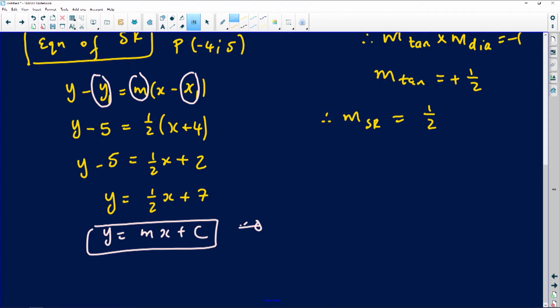Well, they could have said to you in the form, this is the other form, they could have said in the form ax plus by plus c equals 0. Now, if they want it in this form, it just simply means that you need to change this from what it is and re-express it in that format.